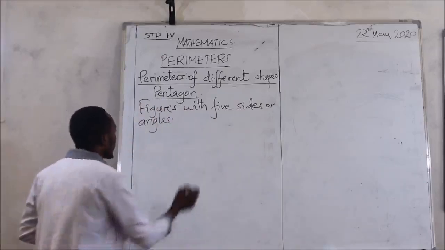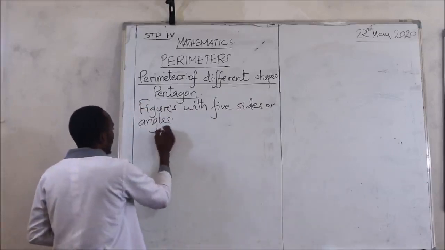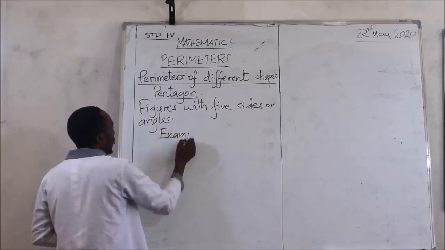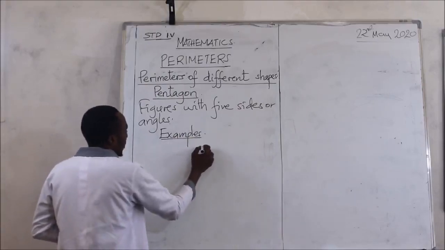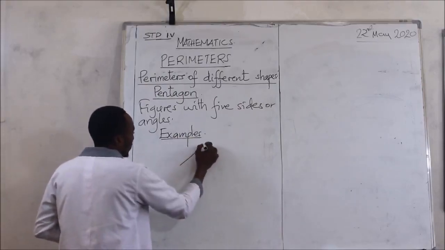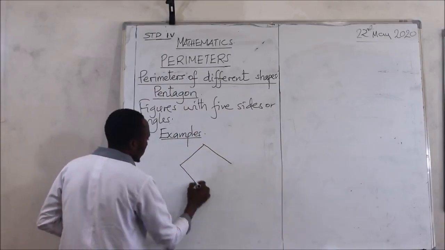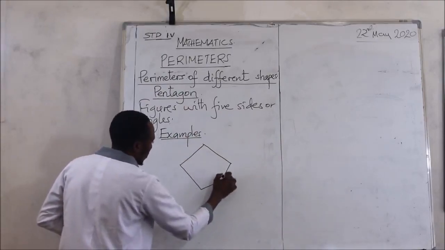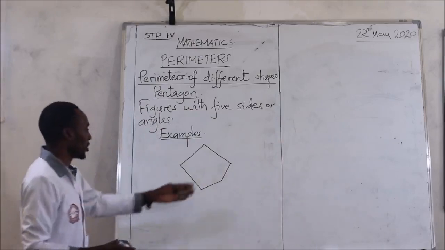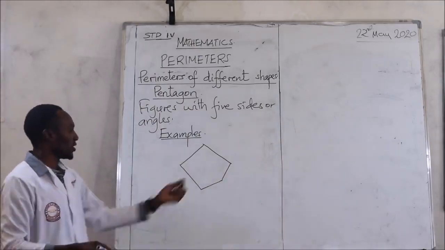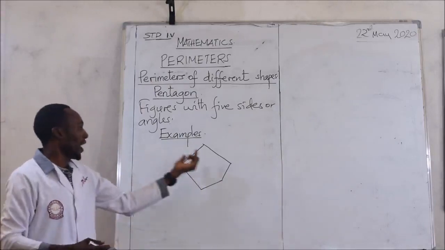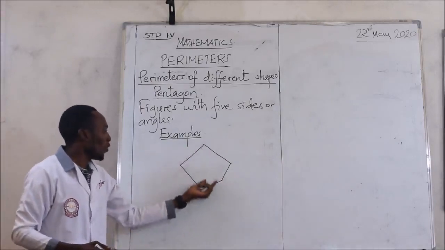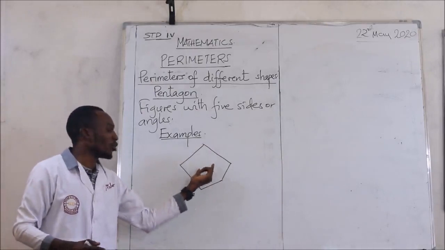Example of these figures. This is an example of a pentagon. It means the figure with 5 sides or 5 angles. We mean it's called a pentagon.